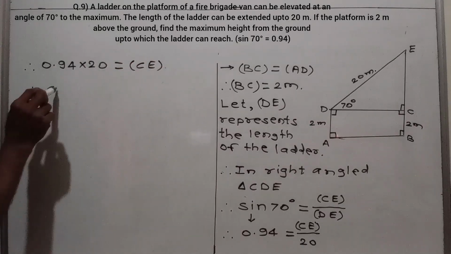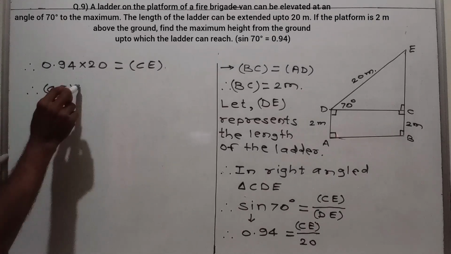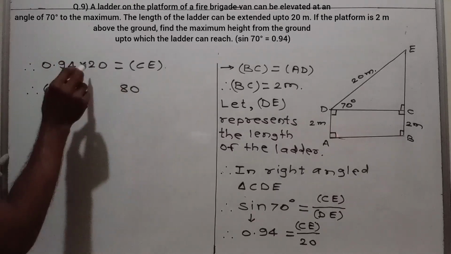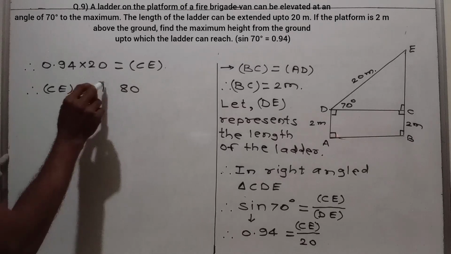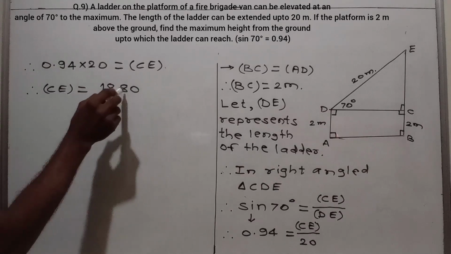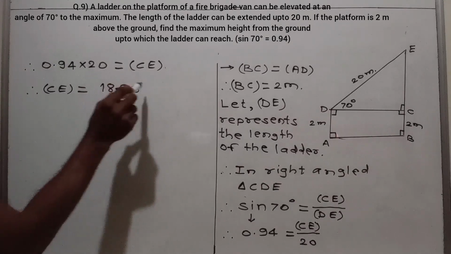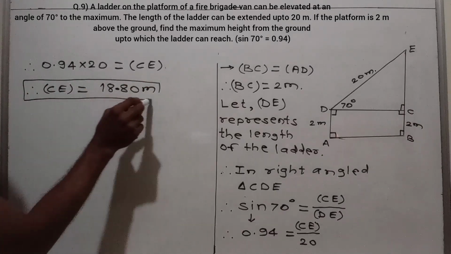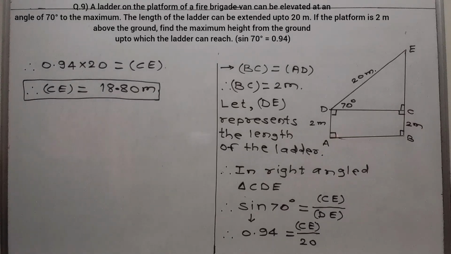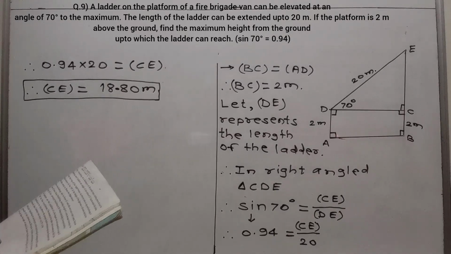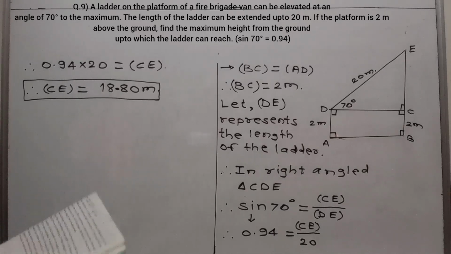Therefore, we write here C is equal to the product of these two: 0, 2 4s are 8, 2 9s are 18, 1 2. How many decimal places? 1 and 2. 1 2. Did you get it? Meter means length of C is equal to 18.80. Okay, then question. Find the maximum height from the ground up to which the ladder can reach.